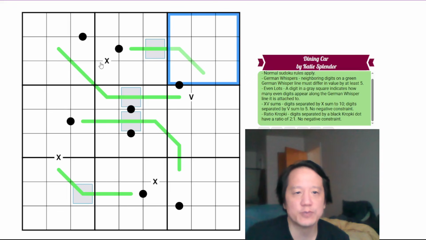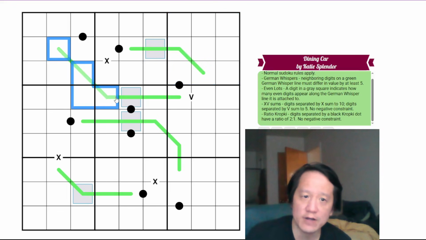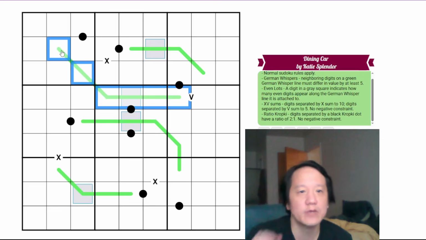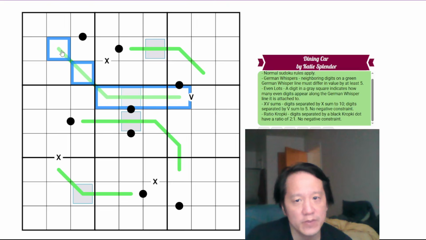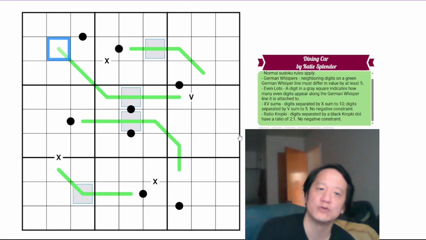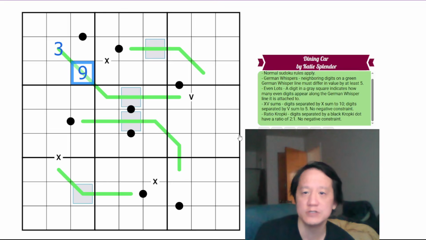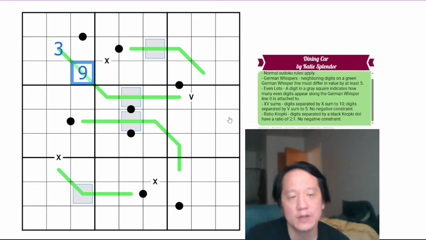We have German whispers, or as I like to call them, whisper 5 lines, because a setter came up with that naming convention that is different, and it makes more sense because it's very easily extendable. Neighboring digits on a green whisper 5 line must differ in value by at least 5. So for example, if this were say a 3, this would have to be an 8 or a 9, because the only digits which are 5 or more away from 3 are 8 and 9. And that's an example of how a whisper 5 / German whisper line works.